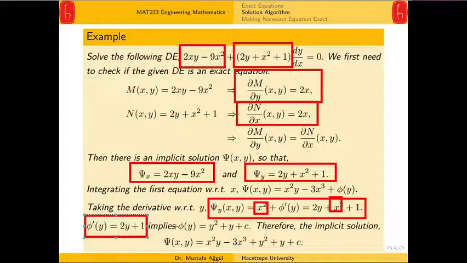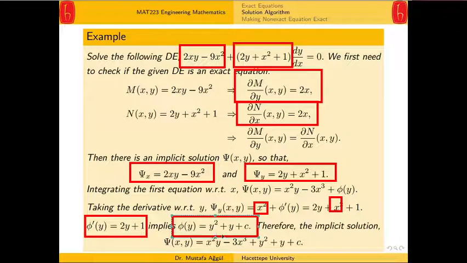So this is what we really have. This implies, if we take the integral here with respect to y, that phi of y is equal to y squared plus y plus some constant. So we found this phi of y, and this was part of our solution.